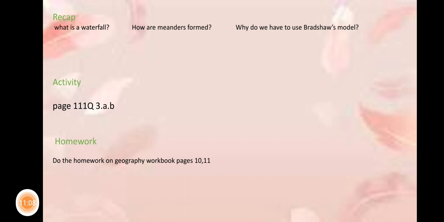Okay, to recap, what's a waterfall? What are meanders, and how are they formed? Why do we have to use Bradshaw's model? Answering this will help you actually to understand these concepts.